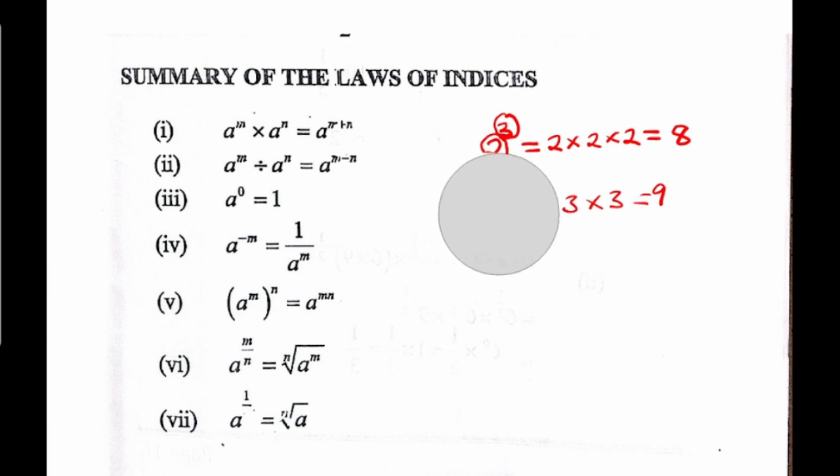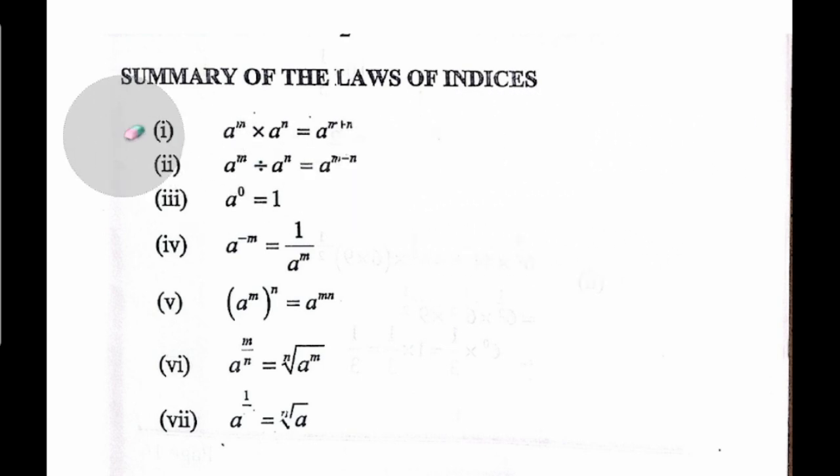Now let's jump right into it and take a look at the laws of indices one by one. The first one is called the product law. Now let's take an example and see how it holds true. The product law, we have 2 to the power of 3 times 2 to the power of 2, for example.